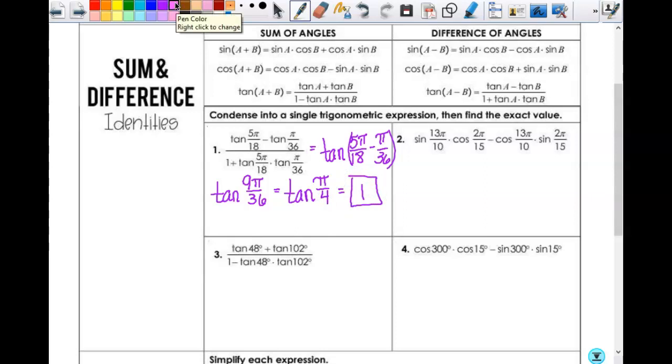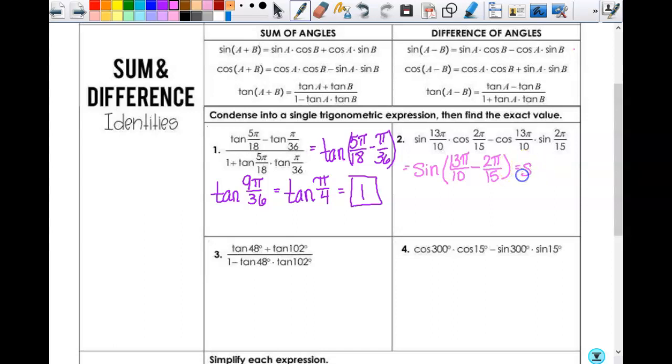All right, so then I have sine times cosine minus cosine times sine. So if there's a sine and a cosine, that means it's going to be one of the sine ones up here. And the addition is the sum, the subtraction is the difference. So make sure everything matches. So this would be the sine of A times the cosine of B minus the cosine of A times the sine of B. So I think it matches this one right here. So this will equal the sine of A, which is 13 pi over 10, minus B, which is 2 pi over 15.